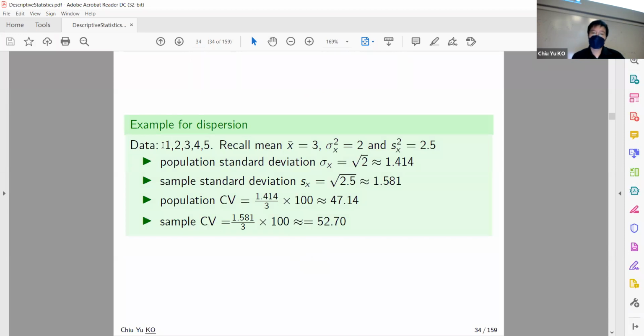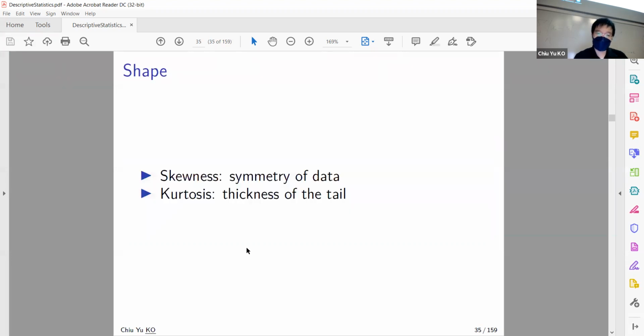So maybe do this: 1, 2, 3, 4, 5. The sample mean is 3. The sample variance is 2.5. Standard deviation is the square root of 2.5 for the sample version, and the population version will be the square root of 2. Oh, sorry, I shouldn't have an equal sign here, but you get what I'm saying. So there's nothing deep here. I guess this is something very natural.